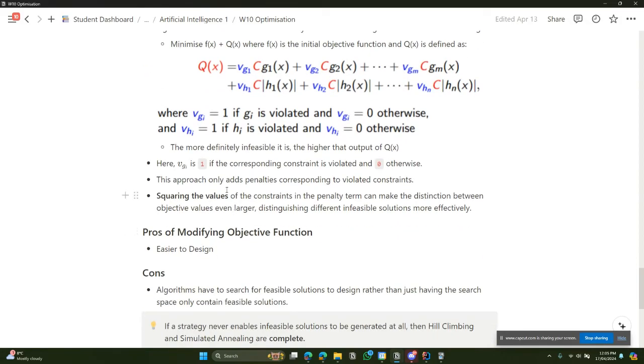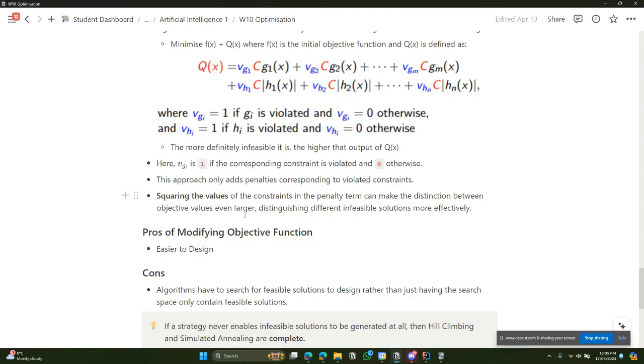Squaring the values of the constraints in the penalty term can make the distinction between the objective function values even larger, distinguishing different infeasible solutions more effectively. Sometimes you square them, that's all that's saying. Not only does that remove negatives, but if you square them, we obviously get bigger solutions normally, unless we're truly dealing with numbers less than one.